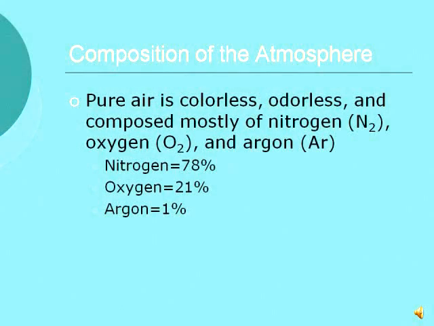The composition of the atmosphere. Pure air is colorless, odorless, and composed mostly of nitrogen, oxygen, and argon. Nitrogen makes up about 78%, oxygen 21%, and then argon makes up 1%. Nitrogen and oxygen both have cycles that cycle them within the Earth and the atmosphere, and we'll talk about those in just a second. Argon does not have a cycle. It's usually released from radioactive decay, and it's just kind of used as a filler, but we'll talk about that a little bit more in just a moment.